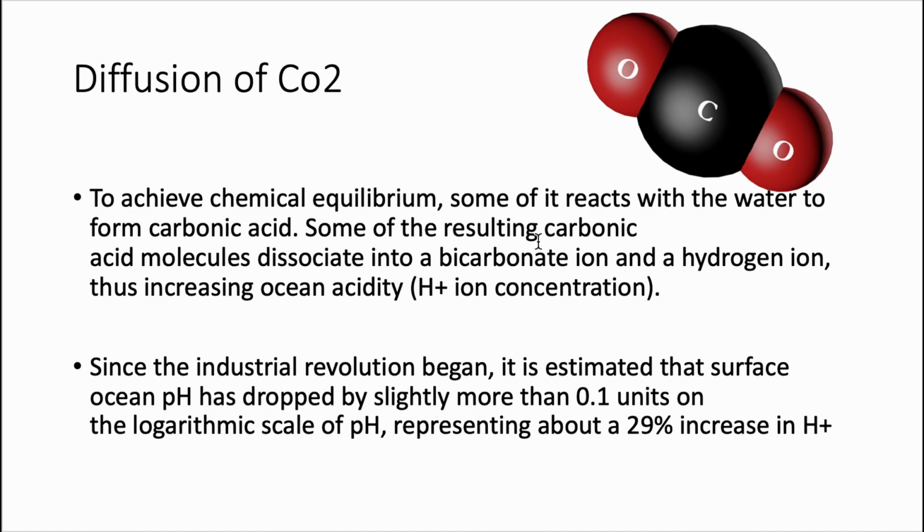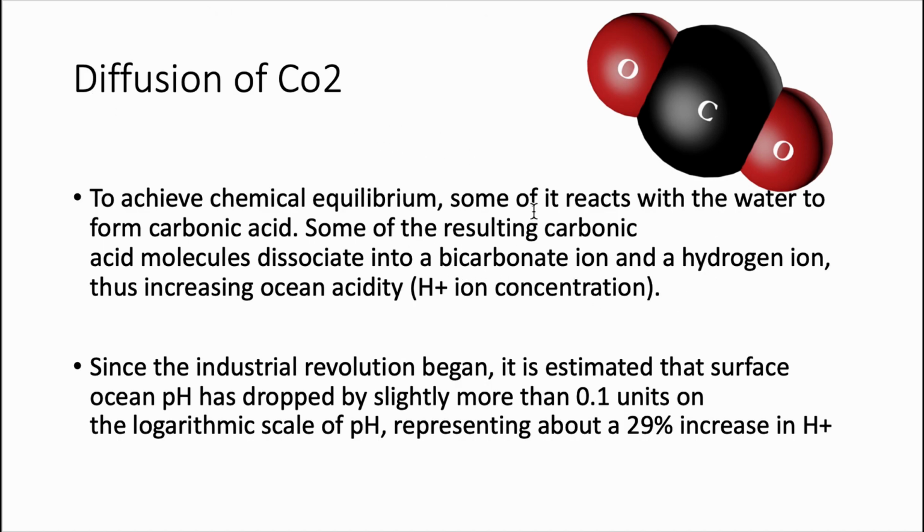Now, when CO2 diffuses into water, some of the CO2 reacts with water to form carbonic acid. So this results in carbonic acid molecules dissociating into bicarbonate ions and hydrogen ions. So this bicarbonate ion and the freeing up of those hydrogen ions actually increases the ocean's acidity. So the more hydrogen ions there are in a solution, the lower the potential of hydrogen, because there's an increase in them. So the more acidic it is, the lower the pH, right?